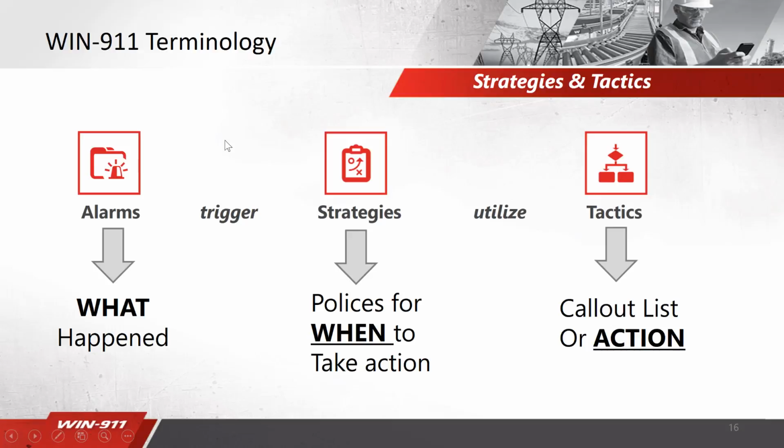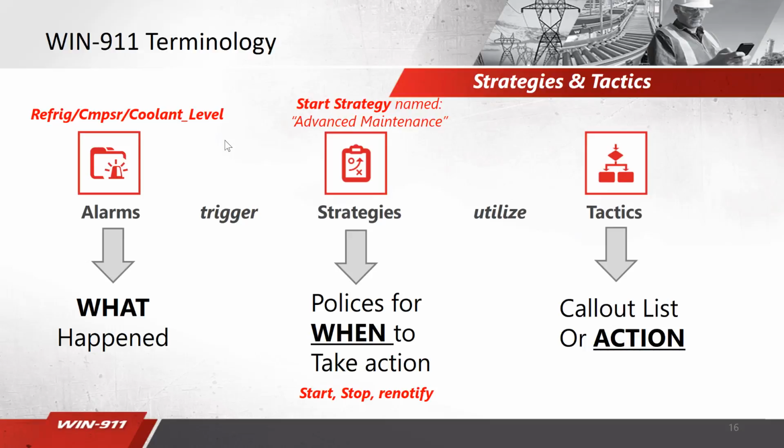So clicking through this, we have an event that happened. This is from our example that I showed you with my email. The refrigeration compressor coolant level alarm happened. Then what was the next thing that happened? We started off a strategy. The strategy I named was called advanced maintenance. This defined when to start, stop, and notify people. From there, this strategy kicked off the tactic. This began to call out the certain people. In my example, the first person to notify was a technician. Had we waited more time, it would eventually escalate and notify an engineer.